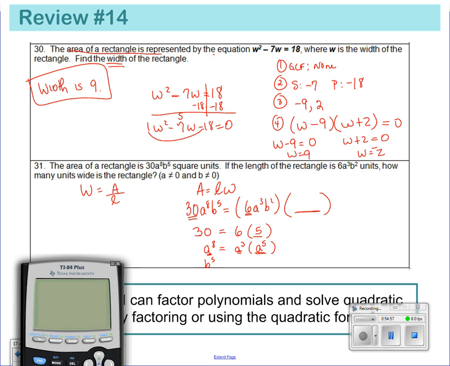Last, I have b to the 5th. It's part of the area. The length gives me b squared. I need to know what the width is. If I have 5 b's on the left and I have 2 on the right, I need 3 more in order to make it to 5. So my width then is 5a to the 5th b cubed in terms of a's and b's.